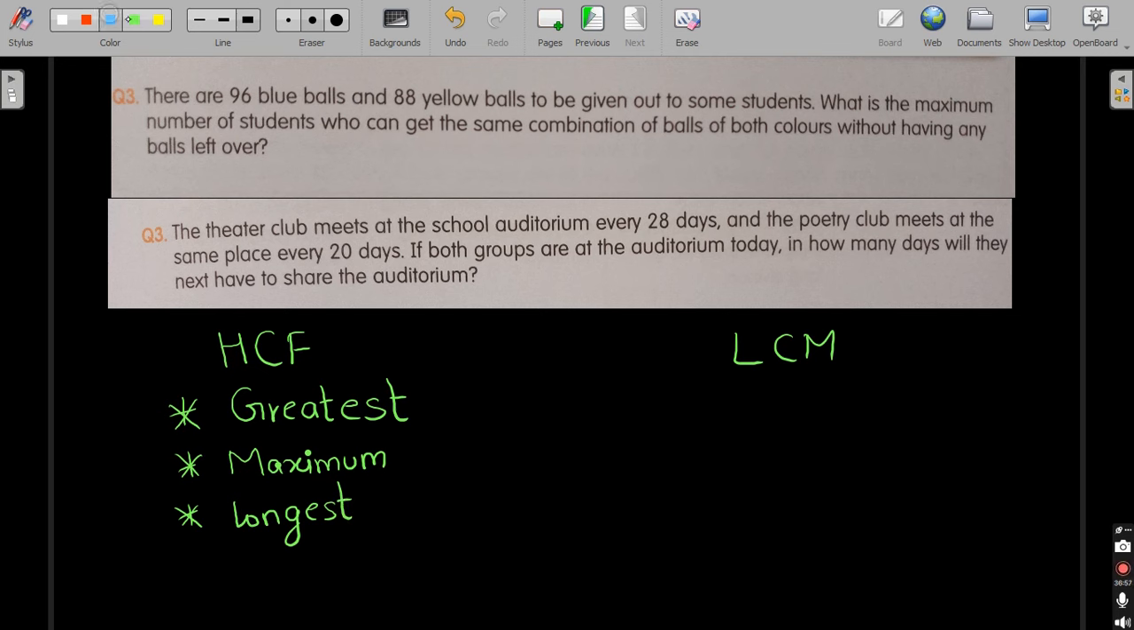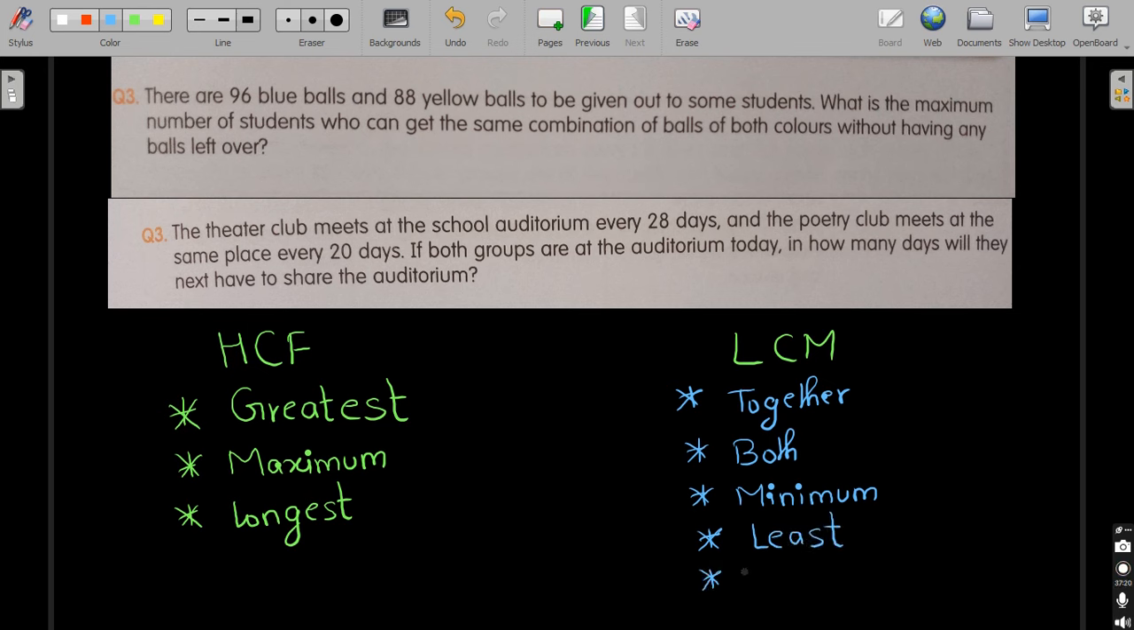Similarly, in case of LCM also, suppose they use the word together, then you should understand that they are trying to say find the LCM. Again, if they use the word both, then also you should apply LCM. Suppose they use the word minimum, then also you should apply LCM. If they use the word least, then also LCM. If they use the word shortest, then you should apply the logic of LCM.